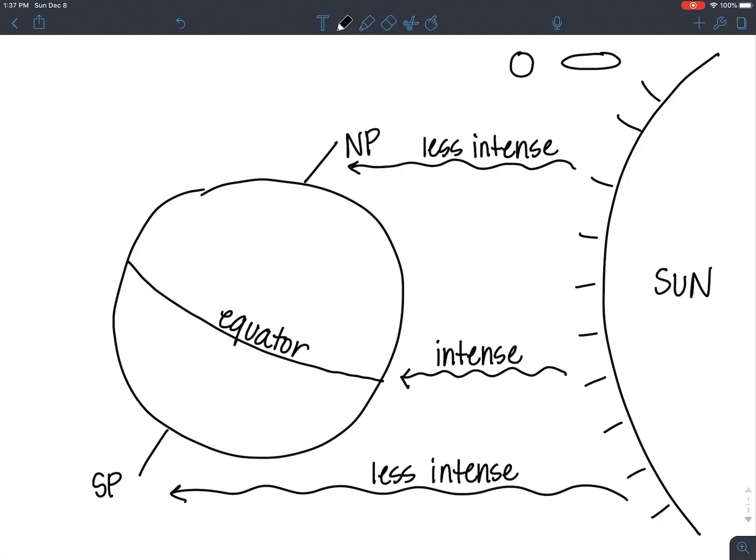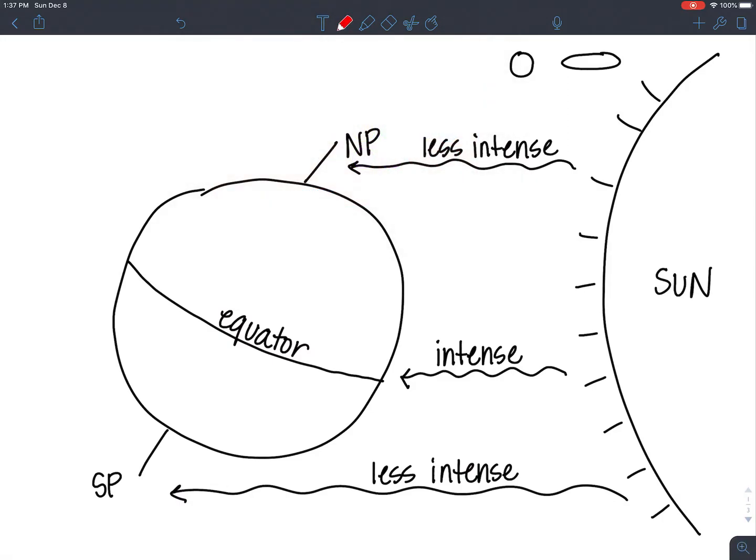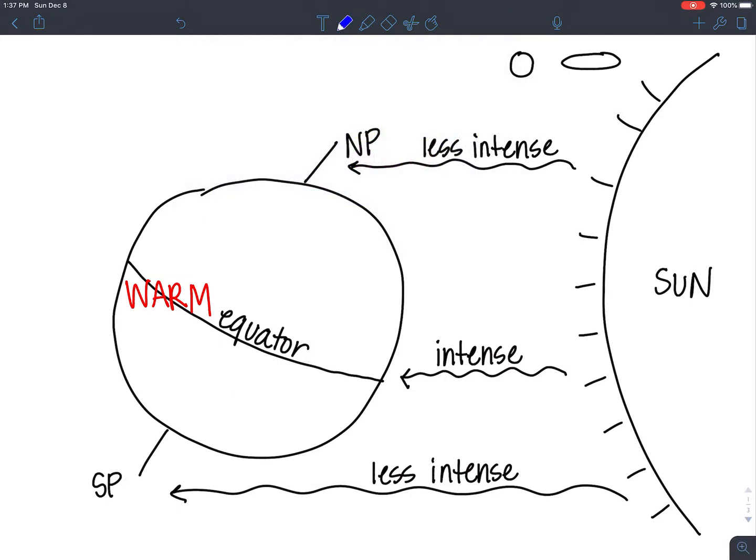Because the energy near the equator is so intense, the energy we get from the sun is so intense, that's going to make temperatures near the equator warm. So go ahead and grab your red color, and we're going to label that area near the equator in red. We're going to label it warm. Because the energy at the North and South Pole is less intense from the sun, I'm going to grab my blue color, we're going to label those areas cold. So remember, we talked about that's why it's cold at the poles and warm at the equator.